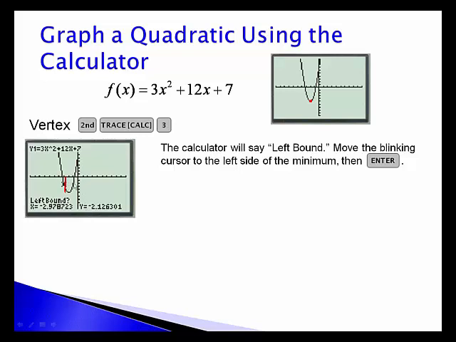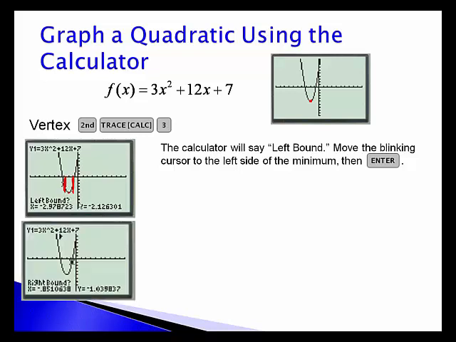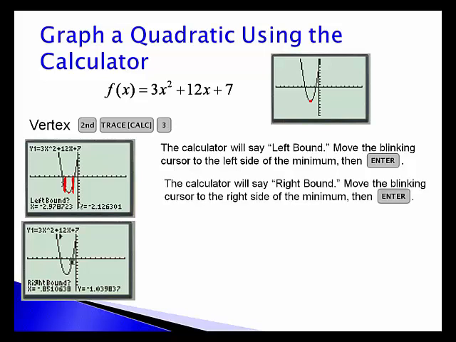It's then going to ask you for the same thing on the right hand side. And what it's going to do now is find the minimum in between the bounds that you have set. And by the way, that'll be the one we're looking for. So once you have your blinking cursor over on this side, you hit enter. The calculator will then say right bound. When it does, you need to move the blinking cursor to the right side of the minimum and then hit enter again. Once you've done that, the calculator will say guess, and by now you should realize we are never going to argue with what it guesses.